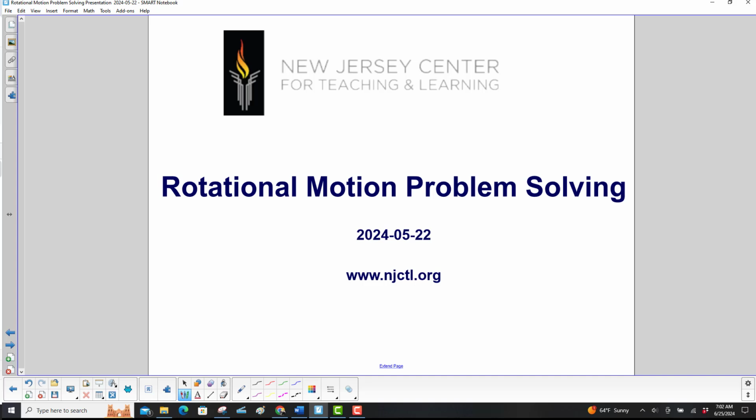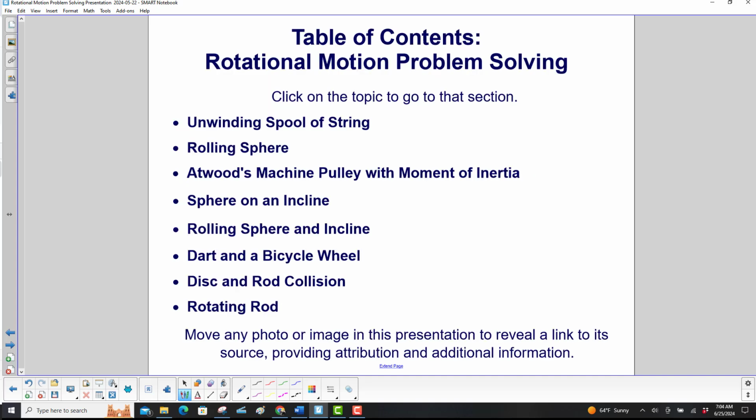Rotational motion problem solving. We'll start with an unwinding spool of string, then a rolling sphere, Atwood's machine pulley with moment of inertia, sphere on an incline, rolling sphere and incline, dart and a bicycle wheel, disc and rod collision, and a rotating rod.